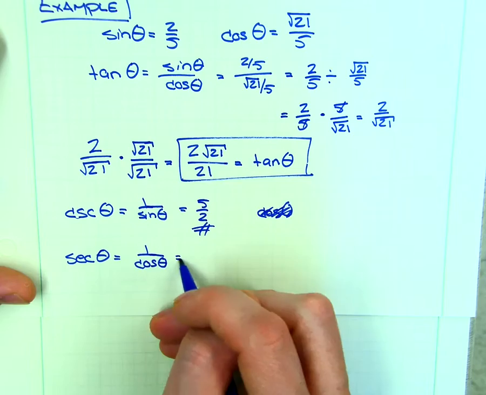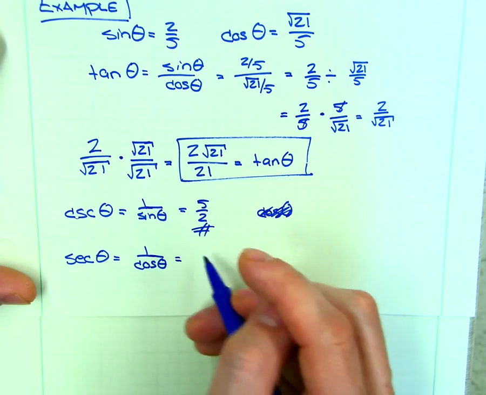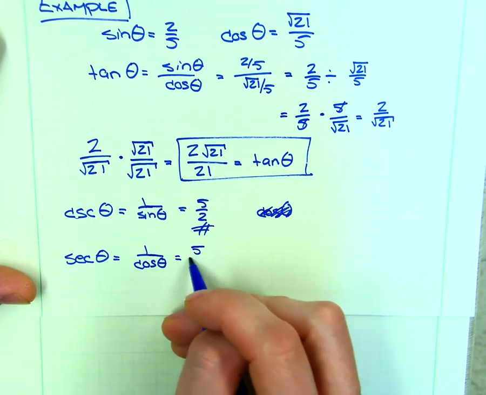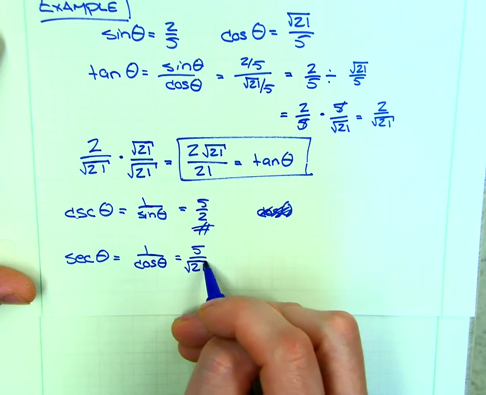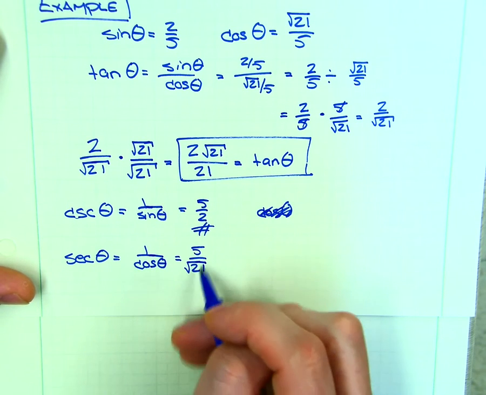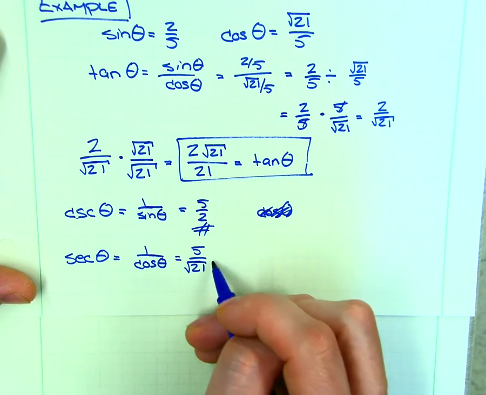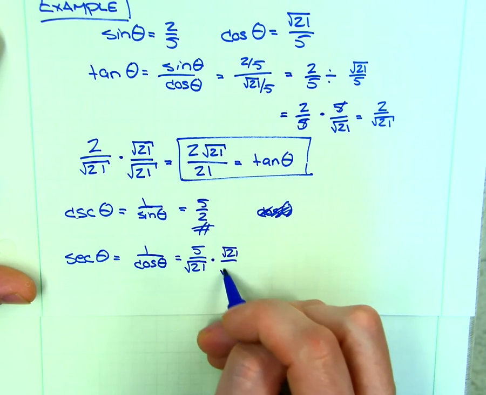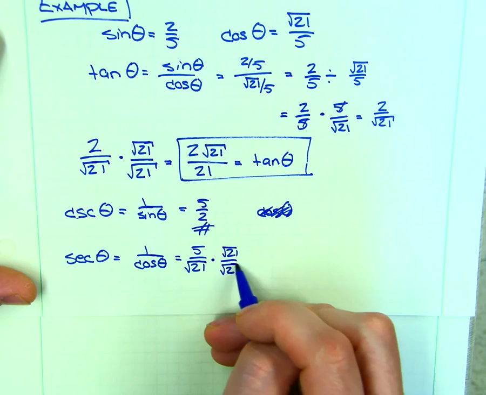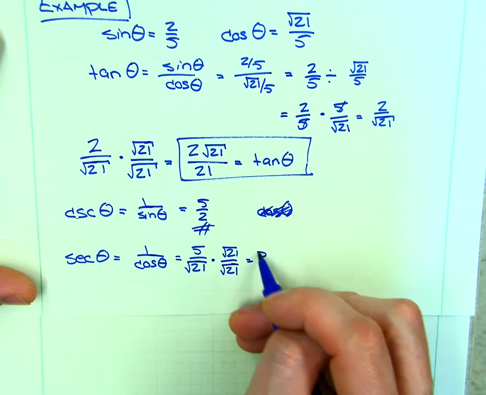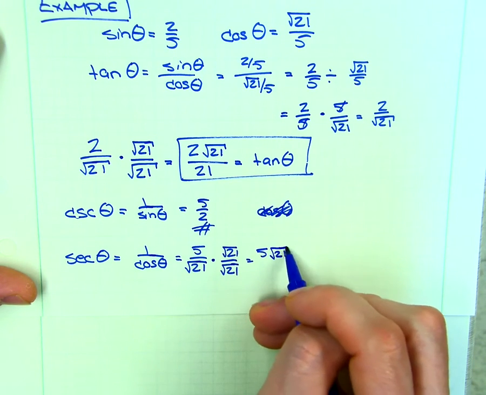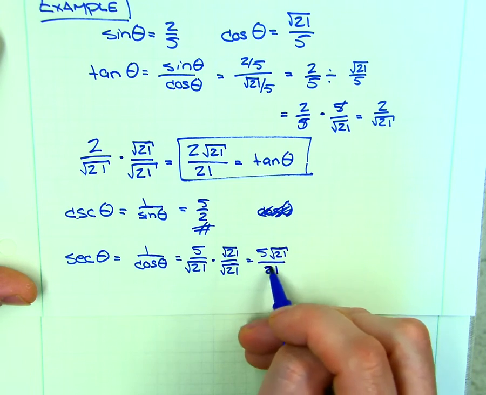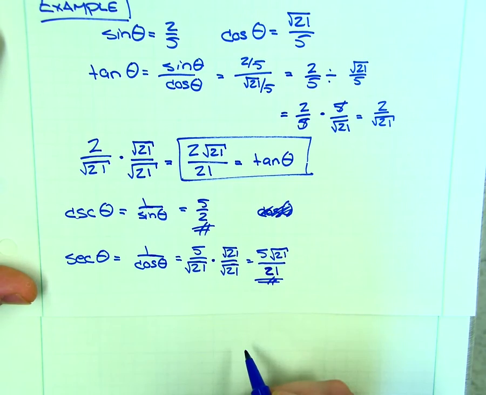1 over the cosine of theta, and my cosine is square root of 21 over 5. So taking the reciprocal is going to be 5 over square root of 21. Once again, I'd be totally fine with this, except now I've got this radical in the denominator. I don't like that at all, so I'm going to multiply the top and the bottom by root 21. I do the same thing, and I just end up with 5 root 21 over 21. Awesome, that's going to be my secant.